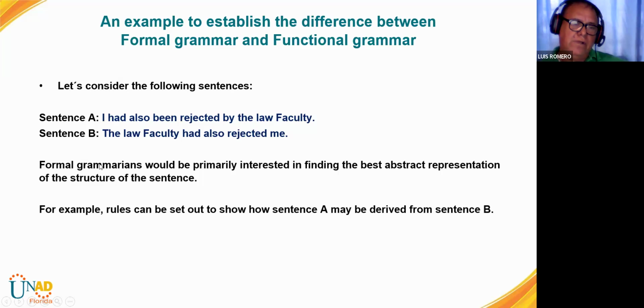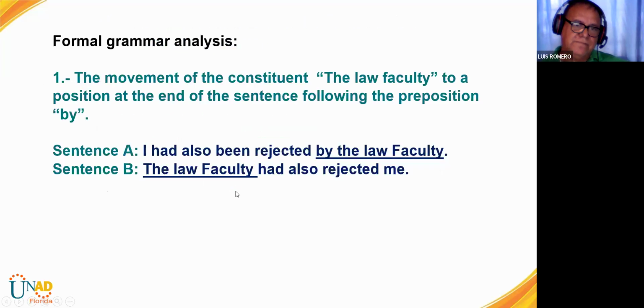So formal grammarians will be primarily interested in finding the best abstract representation of the structure of the sentence. So what would formal grammarians do in this case? What would formal grammar analyze? Here we have to see some examples. Here we have the formal grammar analysis.